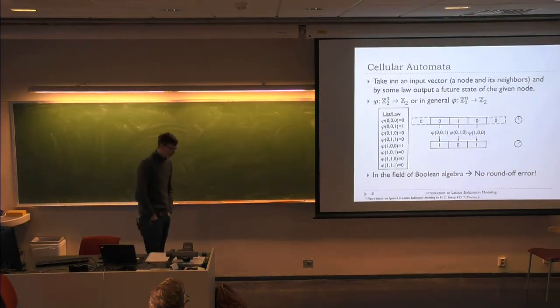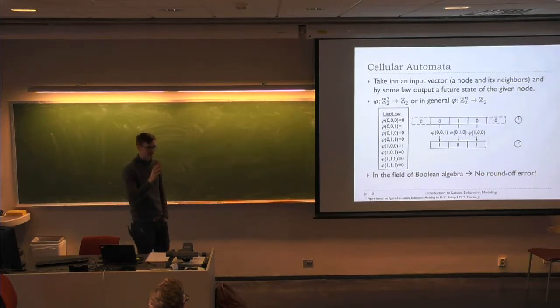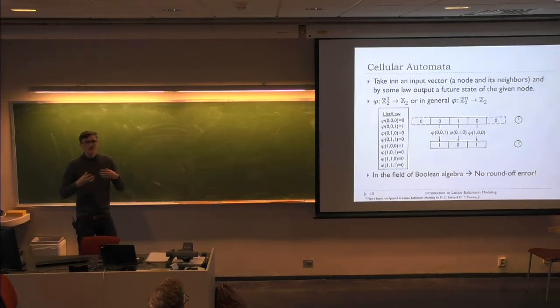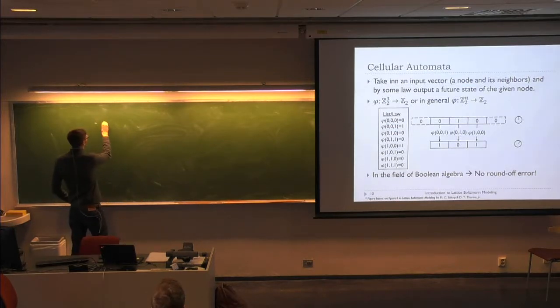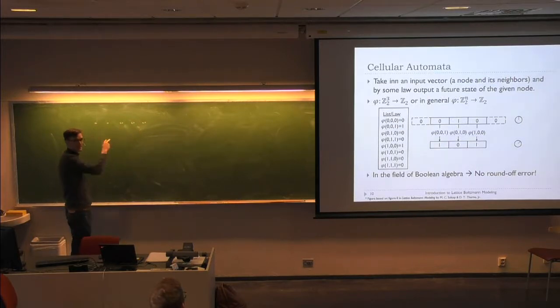Okay, but before we can do anything about Lattice-Boltzmann modeling, we kind of have to start with the basics. So a cellular automata is basically just a program where you put in a set of input data. So imagine you had a set of particles like this, and they can be either on or off. So it's one if it's on, and it's zero if it's off.